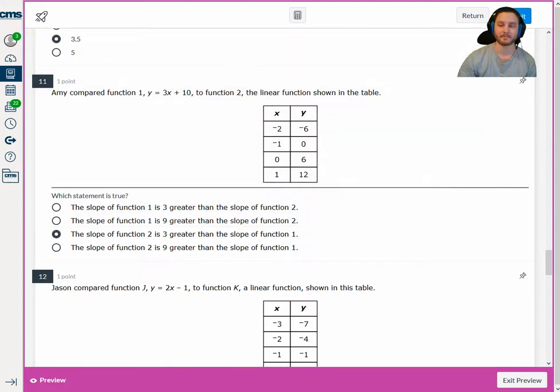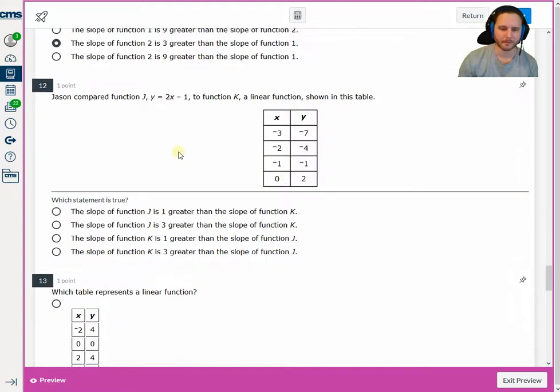That's that. Let's move on to number 12. Number 12 is almost exactly the same as the problem above it. For this one, we have one function.